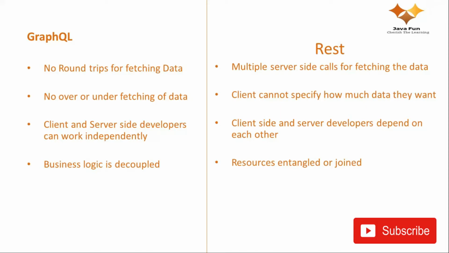In case of GraphQL, the business logic is decoupled. All the resources do not need to be tangled together, since the wiring of the resources is taken care of by the GraphQL endpoint. In case of REST, if you want to fetch data from multiple resources, you need to wire them together and write logic for it. It creates a spaghetti kind of code, or there will be multiple round trips if you don't do that. So these are the major differences between GraphQL and REST.